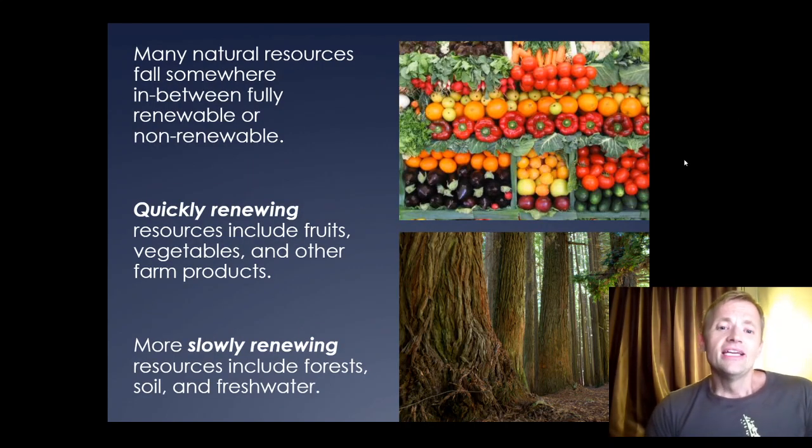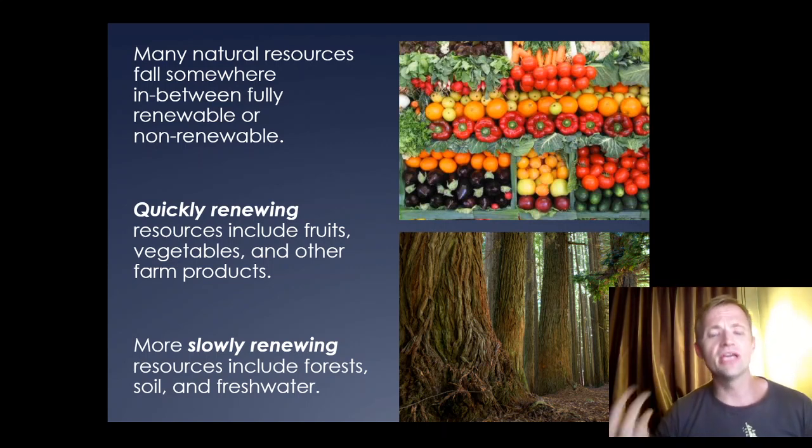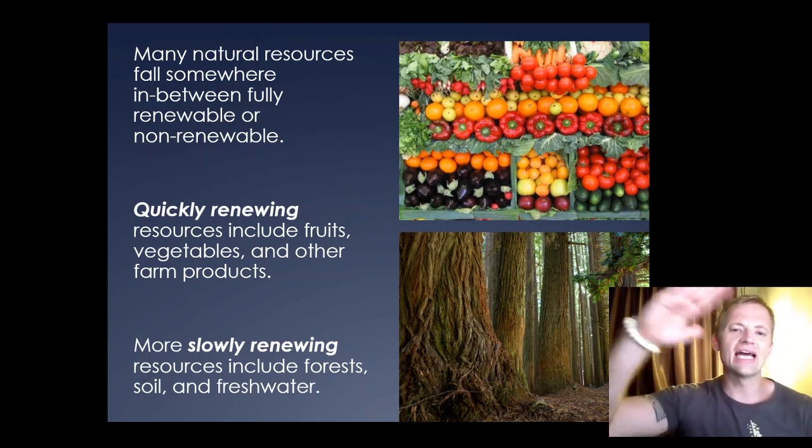So to finish this point, many natural resources fall somewhere in between fully renewable or non-renewable, right? Quickly renewing resources include fruit, vegetables, and other farm products. So those are renewable, right? Think about tomatoes every year, or rice, or any other thing that gets on your plate. We can grow them, we cut them down, you eat them. Then the next year we grow them, we cut them down, you eat them, and so on. Those are renewable. We can keep that stock replenished to a certain amount as long as the environment allows it, right? But then there are more slowly renewing resources, which include forest, soil, and fresh water, right? These take a little bit longer. So, once again, like I put trees into renewable resources, but just know they're not as quickly renewing as some other ones. So just know there is this kind of level.